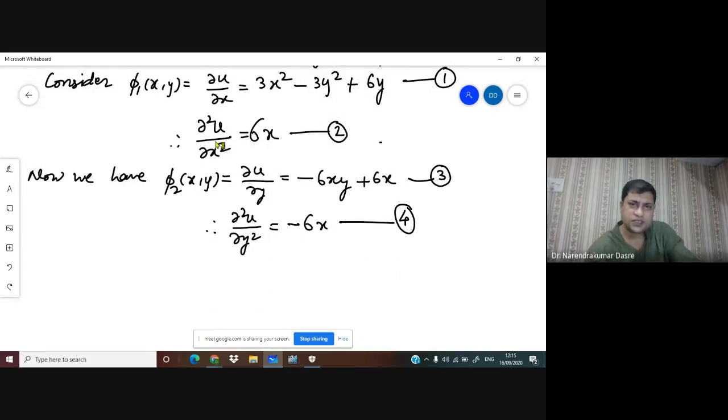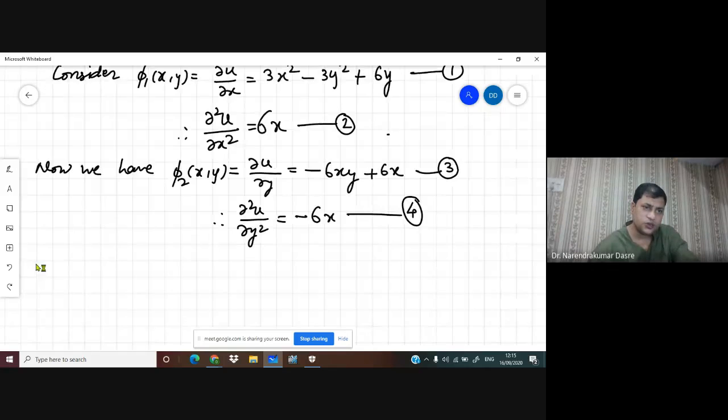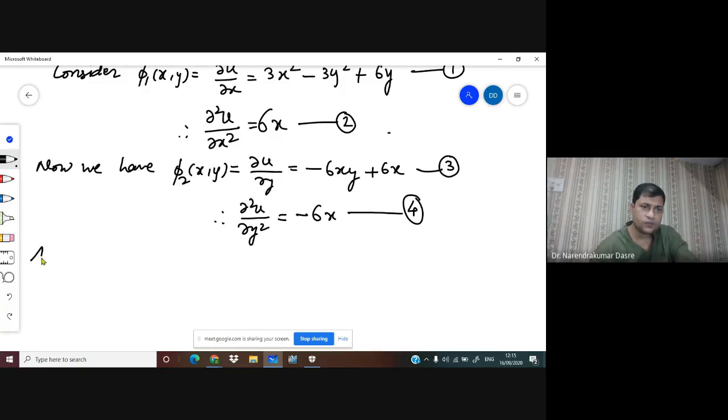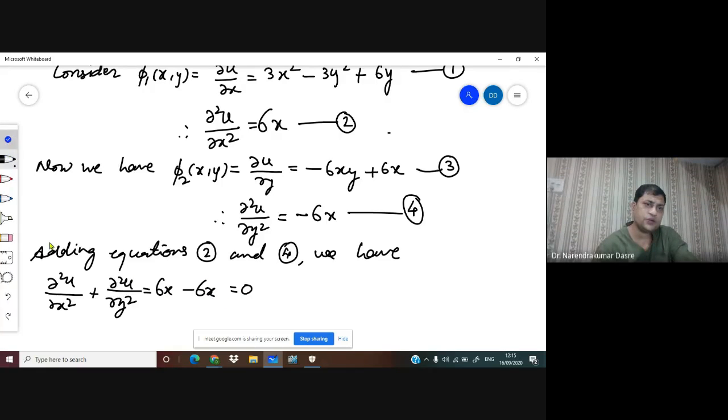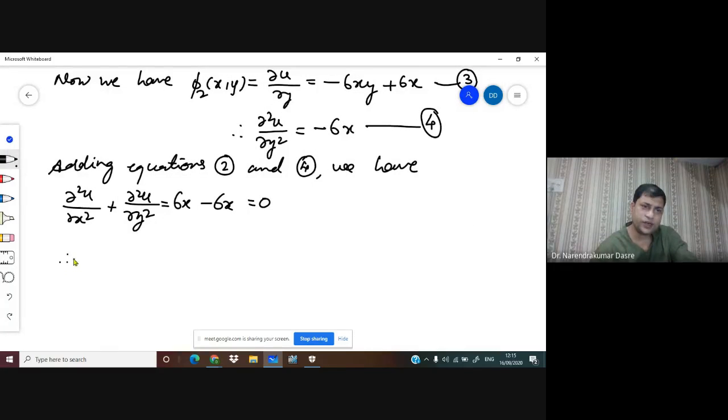So to show that this function is harmonic, we have to add equations 2 and 4. So what we'll get is ∂²u by ∂x² plus ∂²u by ∂y² is equal to 6x minus 6x, which is going to be 0. Okay. And hence what we get here is ∂²u by ∂x² plus ∂²u by ∂y² is equal to 0.